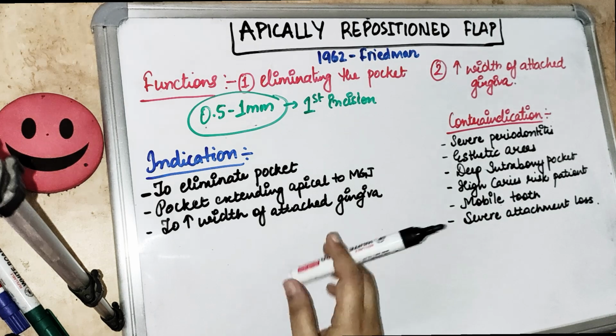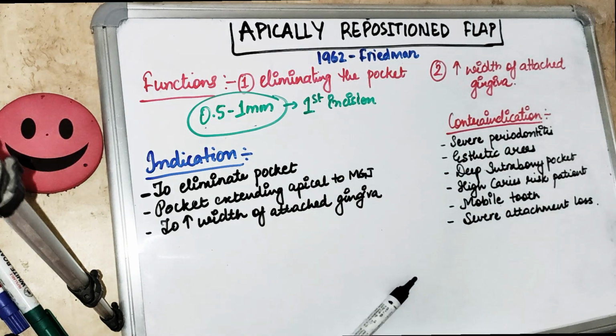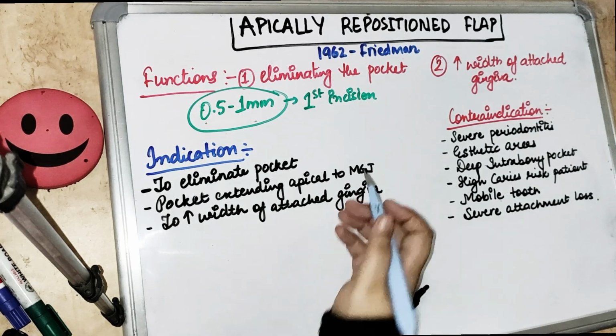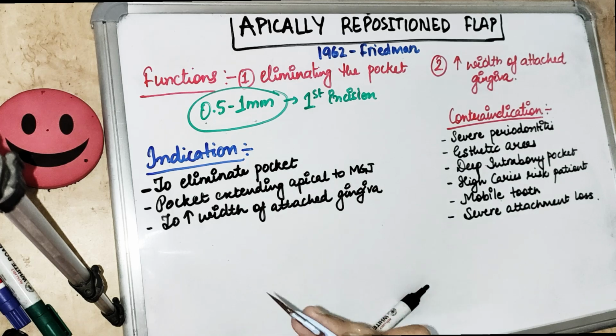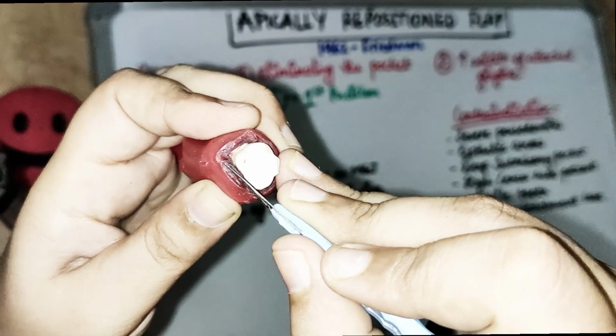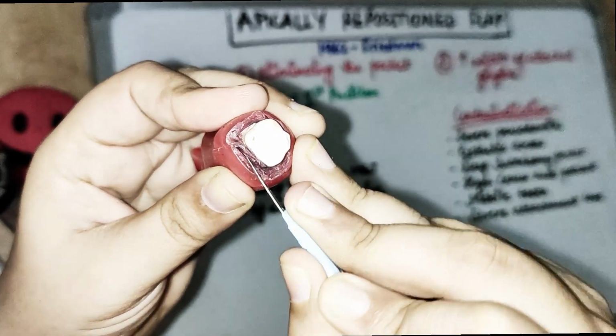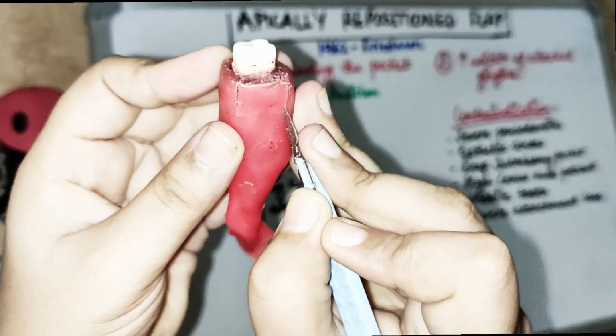So guys, talking about the apically repositioned flap which was given by Friedman in 1962, in this flap basically the first incision, or the initial or internal bevel incision, is given 0.5 to 1 millimeter away from the tooth surface. So we are giving 0.5 to 2 millimeter away from the tooth surface. So the first incision is given like this, and then the releasing incision or the vertical incision is given.